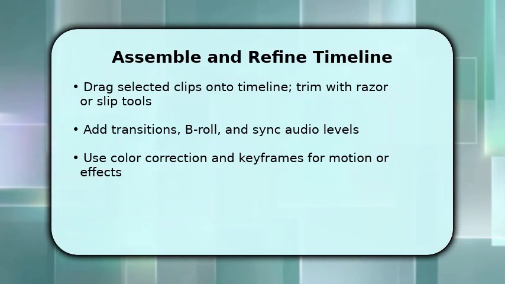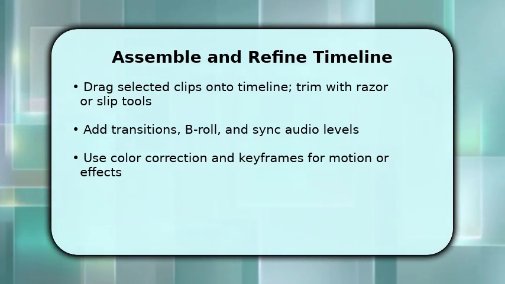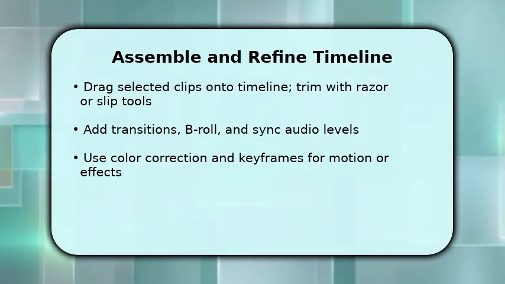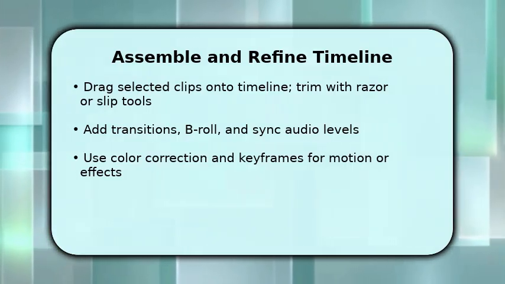Next, assemble the rough cut by dragging chosen clips onto the timeline and trimming aggressively to tighten pacing. Use the ripple and roll edits to preserve sync, then layer B-roll and cutaways to hide cuts and add context.